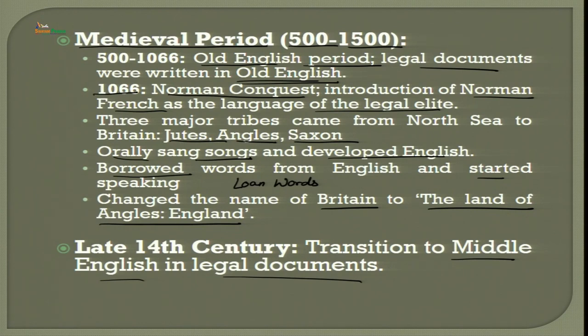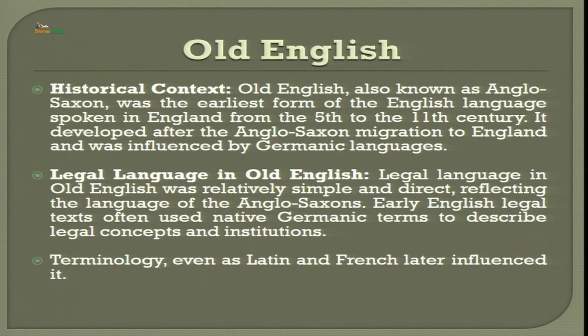So here we will move forward towards the next category where Old English is described. That is an ancient one, right? In this condition, what is the most important thing you should know? The historical context. If I talk about historical context, you must know that Old English, also known as Anglo-Saxon, was the earliest form of the English language spoken in England.